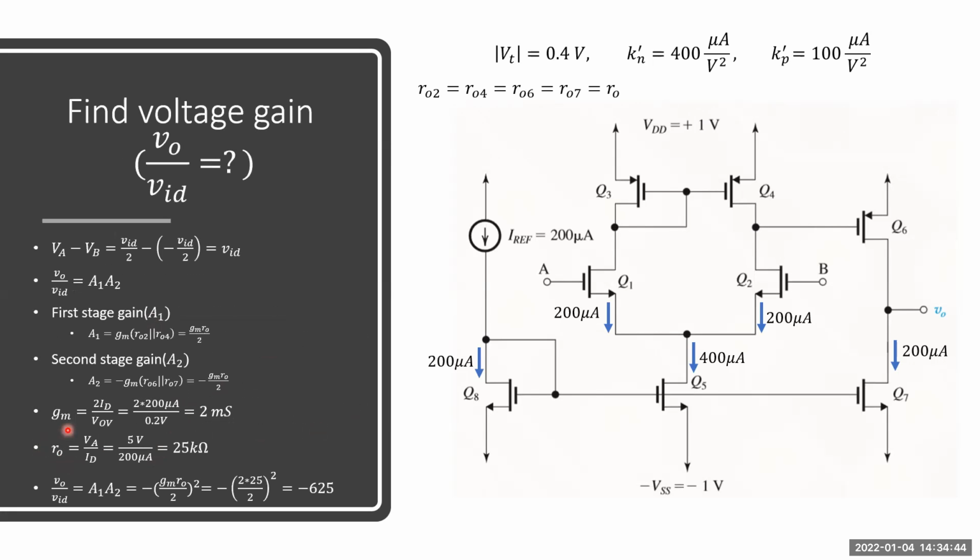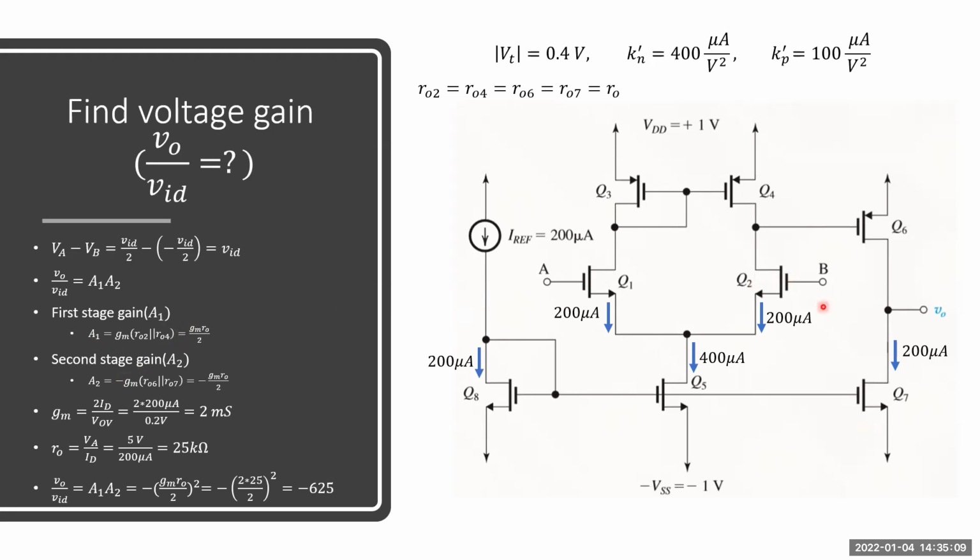And we are going to find the small signal voltage gain for this two-stage amplifier. Voltage gain basically equals A1 times A2. A1 is the first stage voltage gain of the amplifier. A2 is the voltage gain of the second stage. What is the first stage gain, A1?